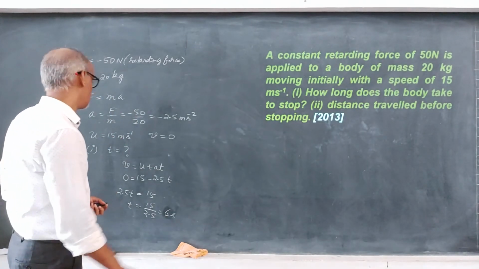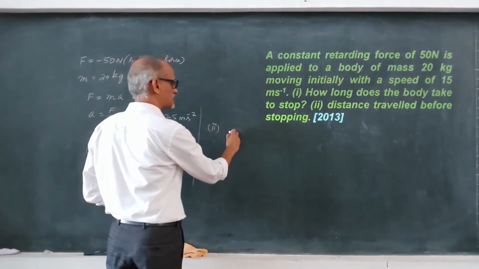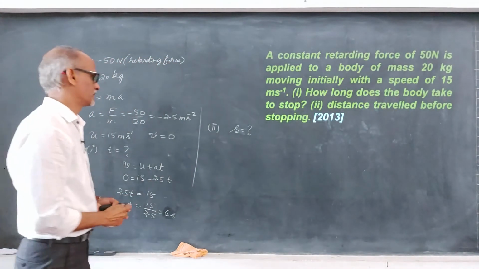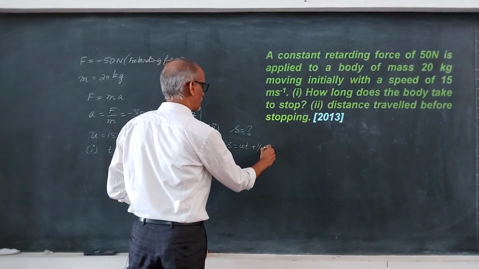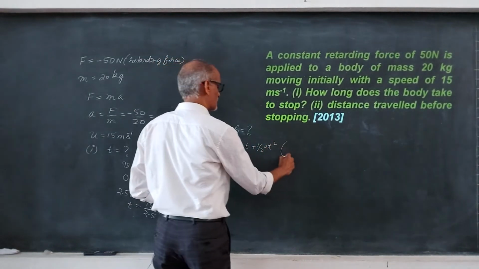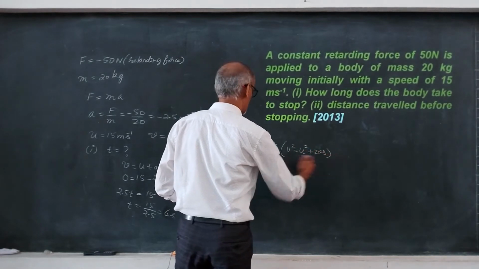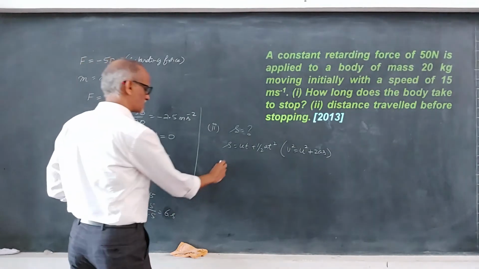After that, we'll calculate the second option. What is the second option? Distance traveled before stopping. We need to calculate that. So we'll use s is equal to ut plus half at square. You can even use this equation also, v square is equal to u square plus 2as. It's one and the same. Any one equation you can use, you still get the same answer.